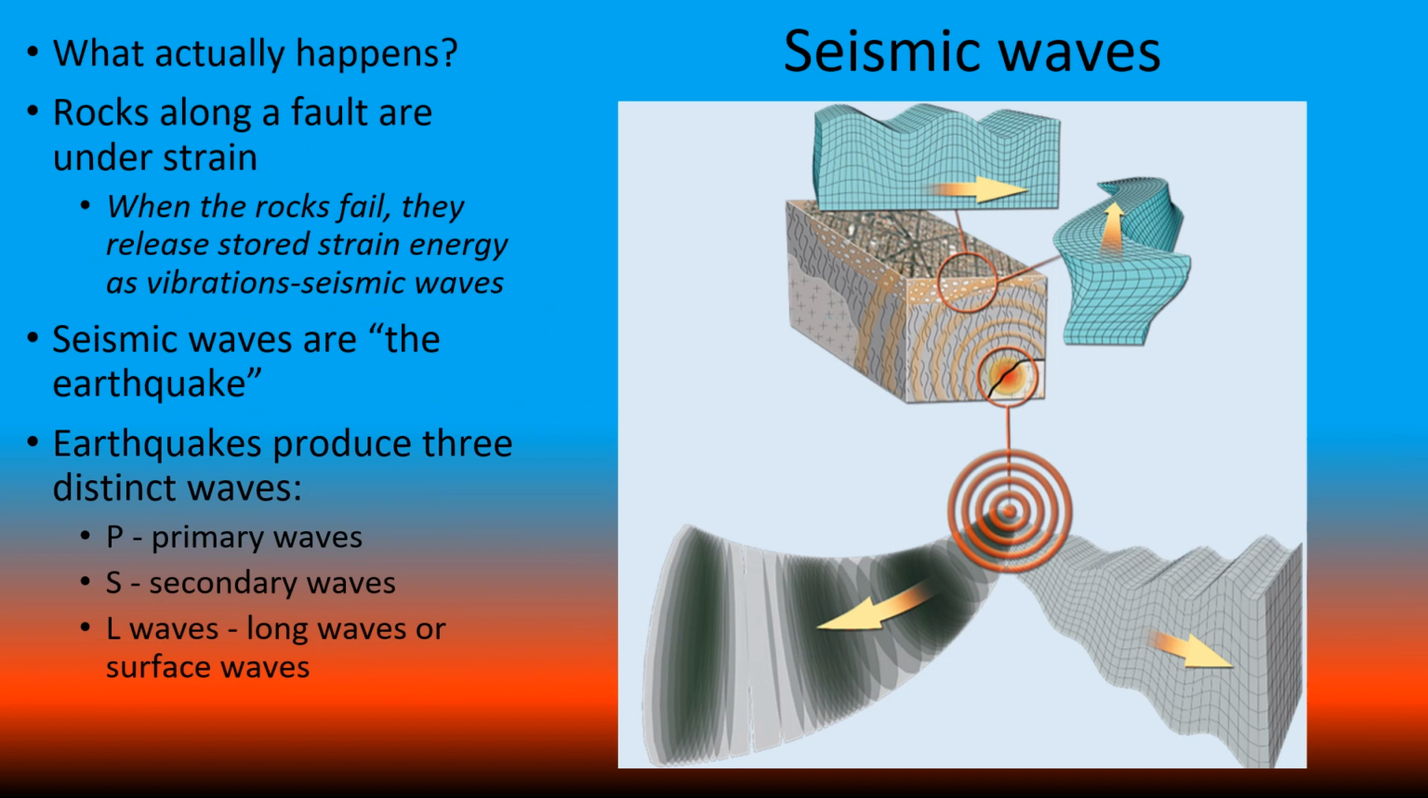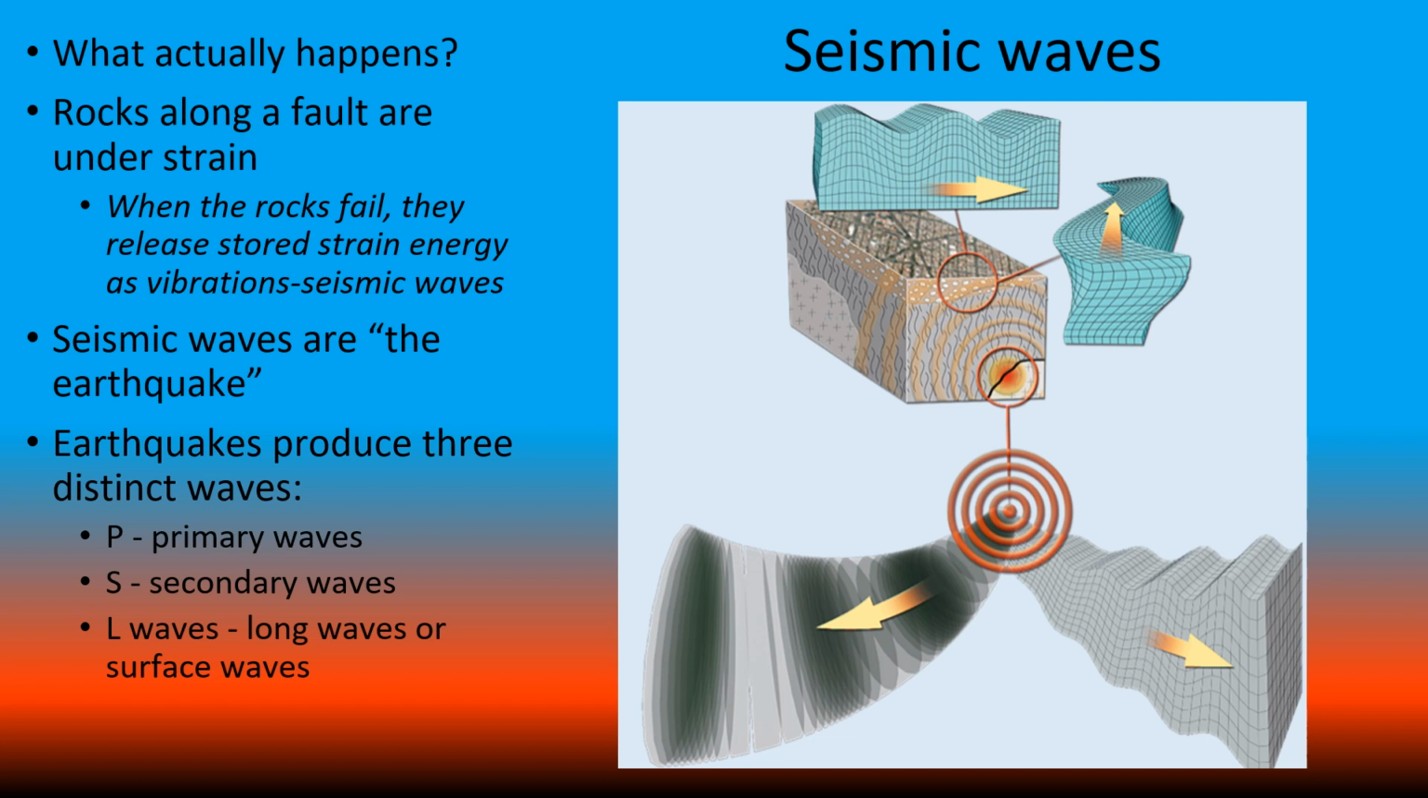So when it comes to earthquakes, what are we actually looking at? What actually is happening? When the rocks along the fault are under strain, they eventually fail due to tectonic forces. The plates are pushing and pushing, or sliding and sliding, and eventually those rocks fail. And when they do, seismic waves are produced, and they are the earthquake, okay?